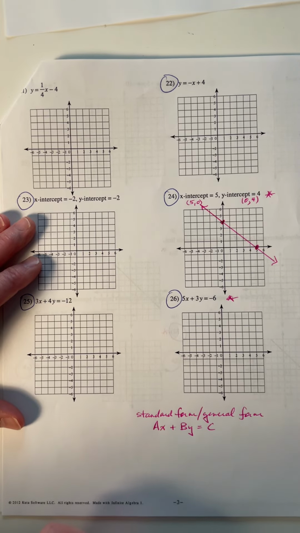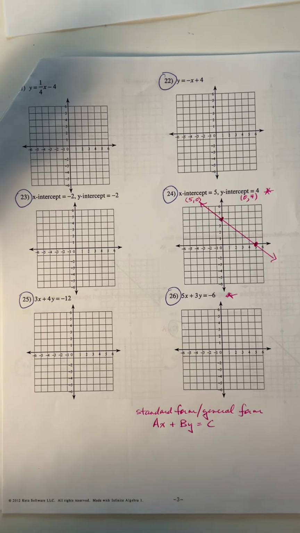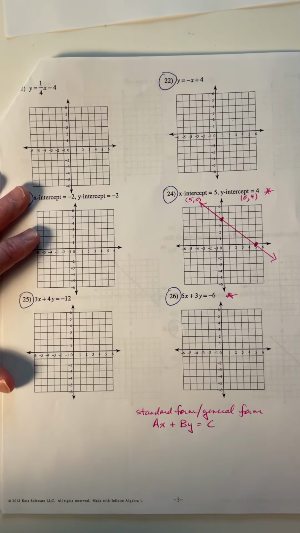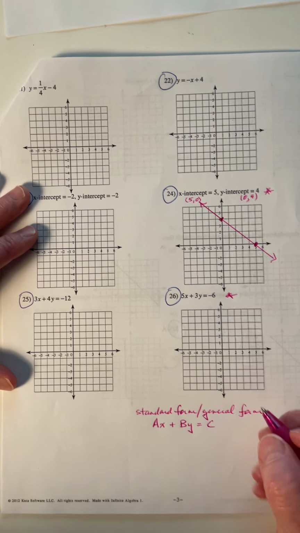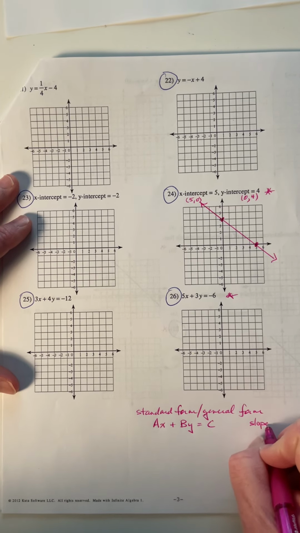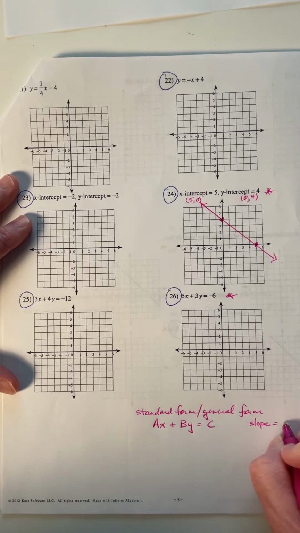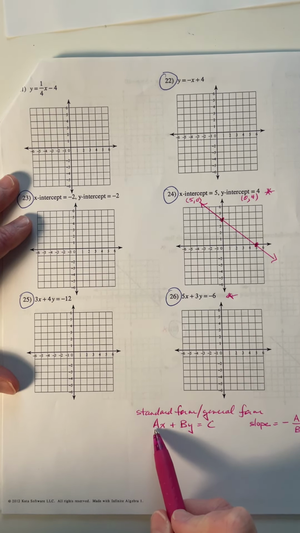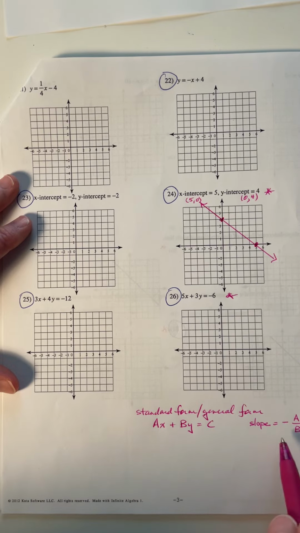Okay, this is just y equals mx plus b rearranged with a few extra rules. So the slope of a line in this form is actually equal to negative A over B, where A is the coefficient in front of your x and B is your coefficient in front of your y.